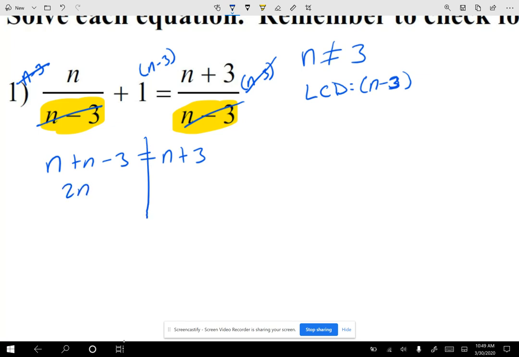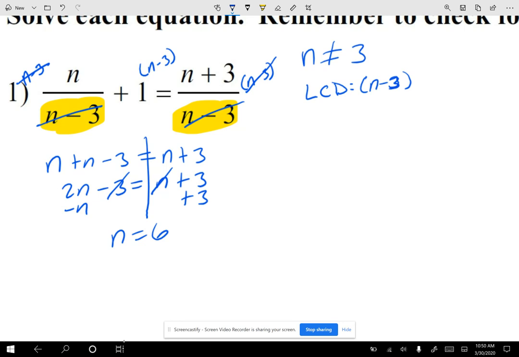I have the 2n minus 3 is equal to n plus 3. Let me move this n to the left. This negative 3, let me move it to the right. Don't forget to switch the signs. So I get that 1n is equal to 6.